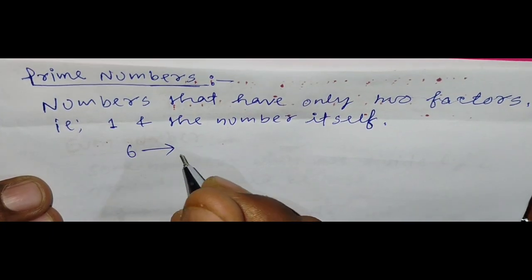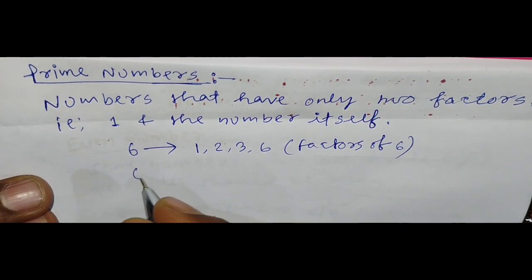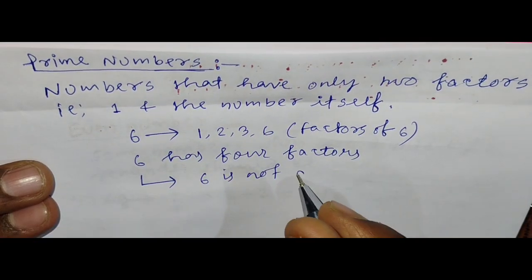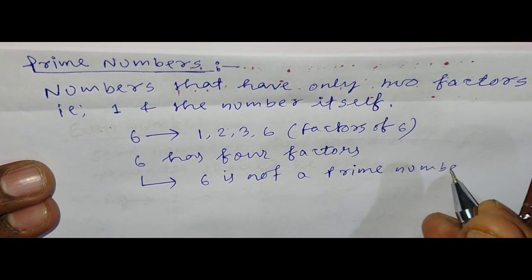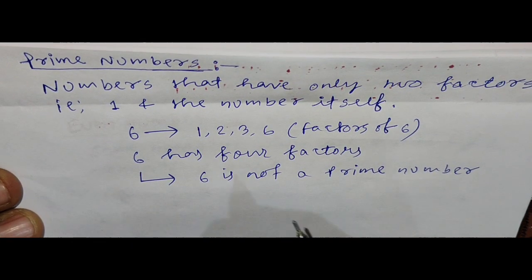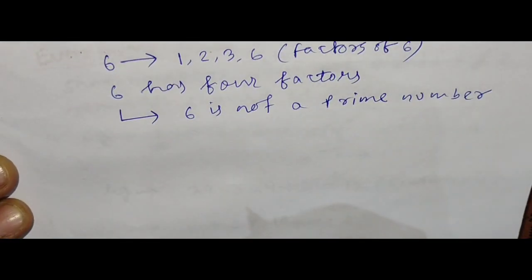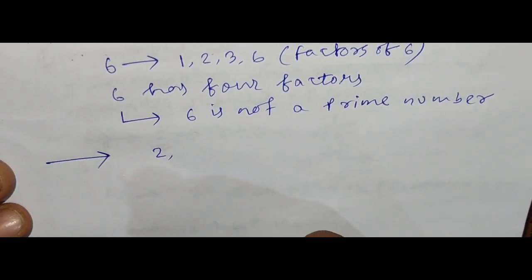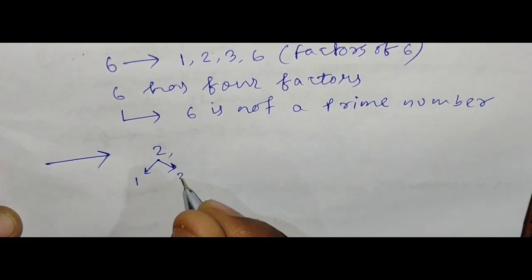We have got that 6 has 4 factors, 1, 2, 3 and 6. 6 has 4 factors, so 6 is not a prime number. Why? Because it has more than 2 factors. To be a prime number, the number should have only 2 factors, that is 1 and the number itself. So we can say 2 is a number that has only 2 factors, that is 1 and 2. So it means what?